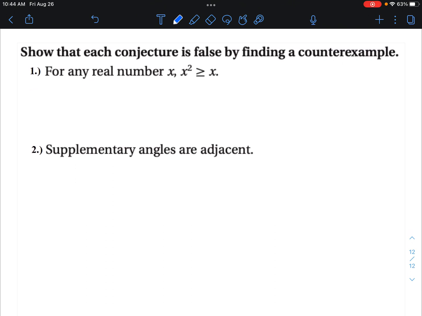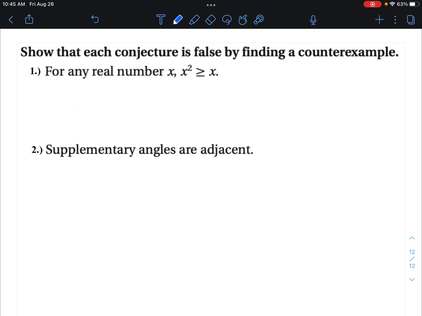Last 2, show that each conjecture is false by finding a counterexample. For any real number, so we got to pick a real number, x. Any real number. You don't know any imaginary numbers yet, so every number you could possibly think of at this point in your life are real. For any real number, x squared is greater than or equal to x.